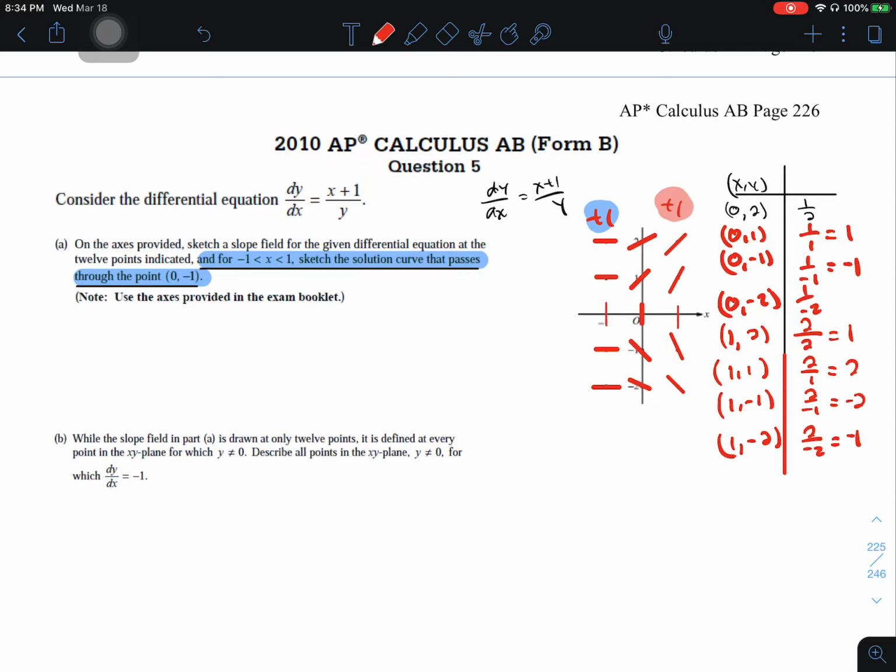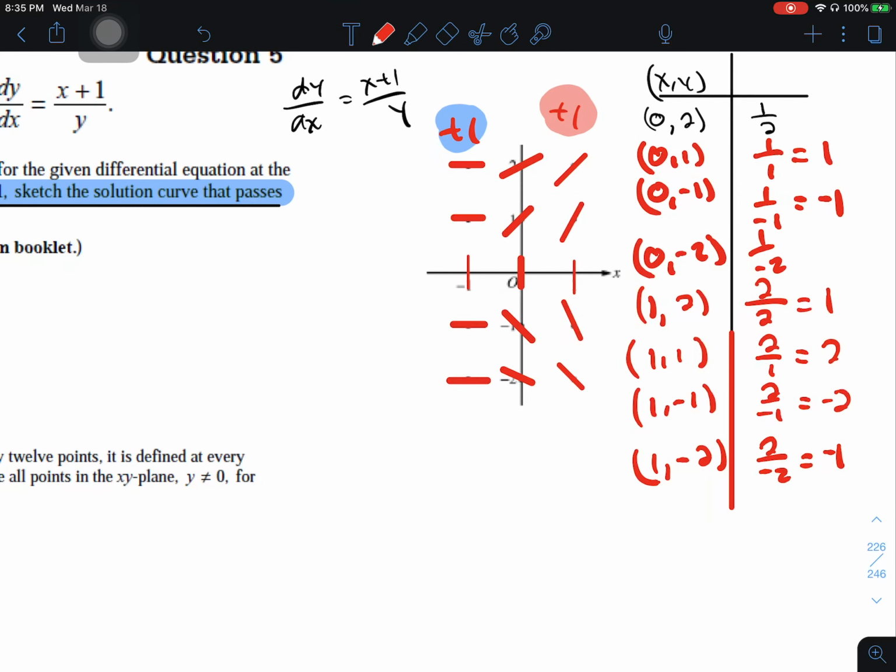Well, the solution curve that passes through 0, -1, I believe, is just simply going to be something like this. It's too thick, sorry. Maybe something like that. I just look real quick. I'm sorry to do this to you.